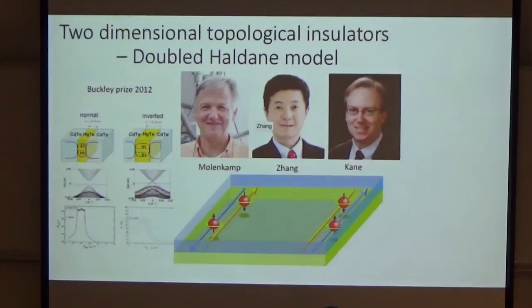But the biggest thing was that when Kane and Mele, and then Shoucheng Zhang, who talked to Molenkamp, an experimentalist, decided to look at a model which is just a double Haldane model for spin up and spin down. And that model is realizable experimentally because it could be achieved when you have strong spin-orbit coupling. And Zhang was smart enough to look at the periodic table to find semiconductors that have strong spin-orbit coupling, so that this effect could happen, and it happens only if you sandwich it in the right sandwich, and you get these Dirac cones that split in a proper way to leave you with edge states, and that's a topological insulator.